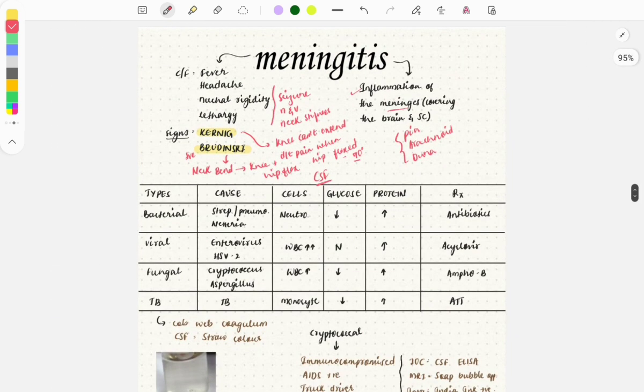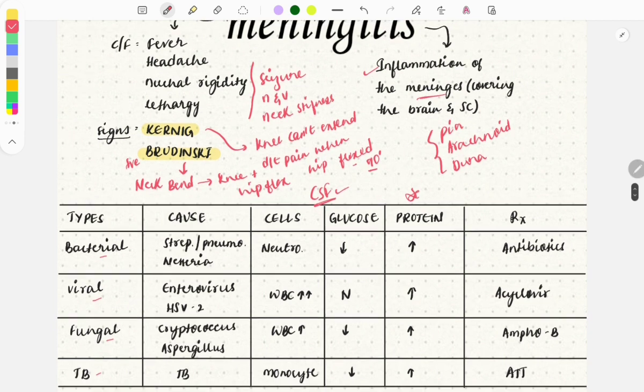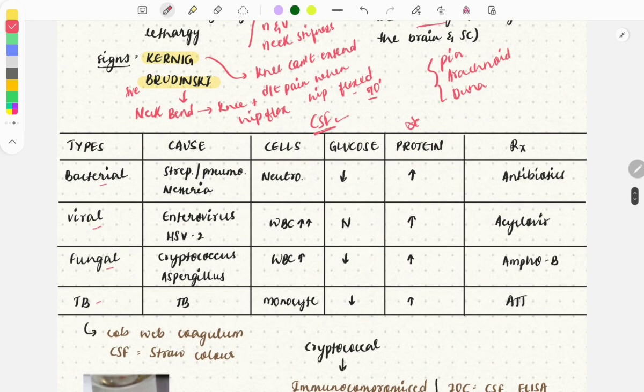Then moving on, based on the causative organism, it is classified into various categories like bacterial, viral, fungal, and TB. And the CSF finding is different for the different types. So you need to learn this whole table of CSF findings by heart, because questions are asked in a clinical case giving a patient with symptoms like fever, headache, nuchal rigidity, and on CSF examination you find neutrophils, glucose is less and protein is increased. Which of the following is the diagnosis? So it will be bacterial meningitis.